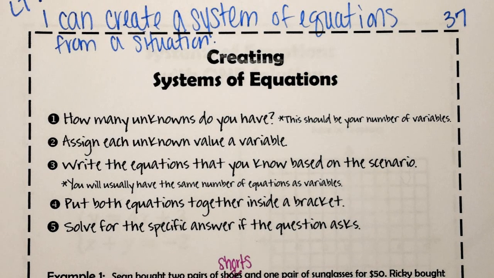If it said depth and width, what would you use? D and W. If I said shoes and purses, what would you use? Okay. All right, and then it says write equations that you know based on the scenario. Put both equations together inside a bracket and solve for the specific answer.